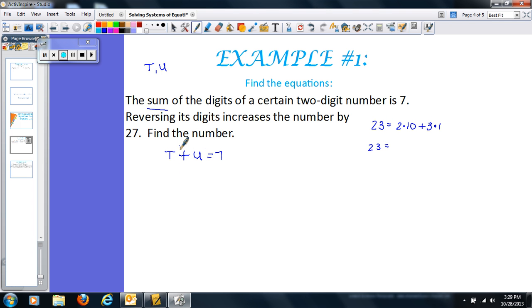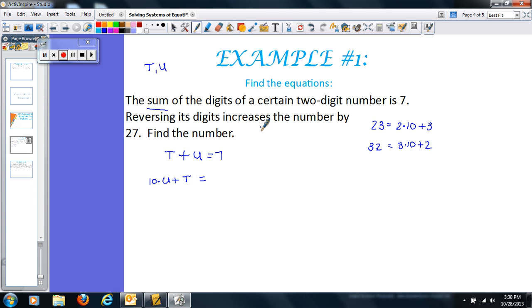It says we're going to reverse the digits. So instead of it being t and then u, it's going to be u, and I multiply this by 10 because it is moving to the tens place, plus our number that was in the tens place. Let's take the number 23 again. We said that was 2 times 10 plus 3. If I reverse the digits to 32, it would be 3 times 10 plus 2. That is all we're doing here.